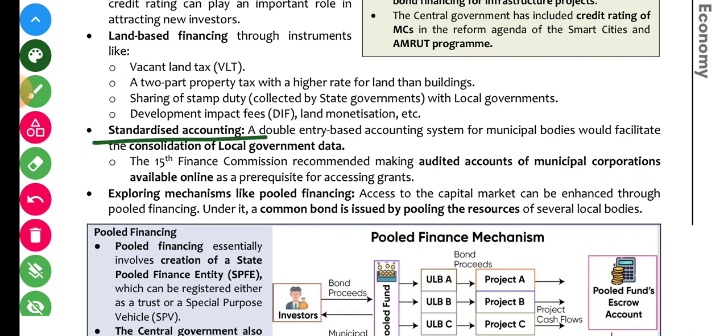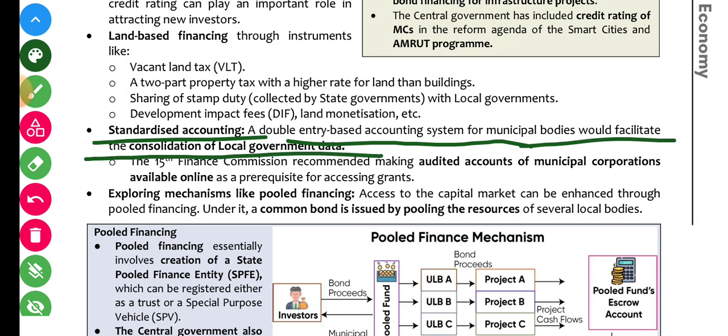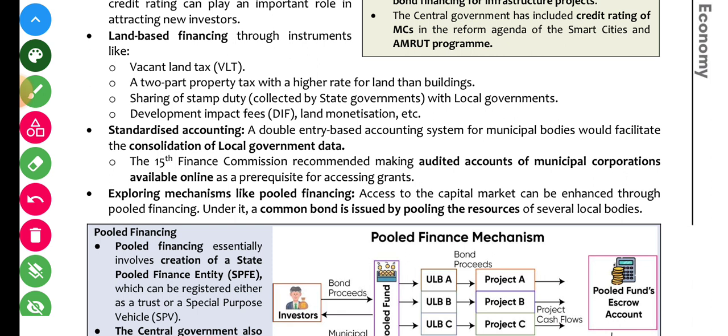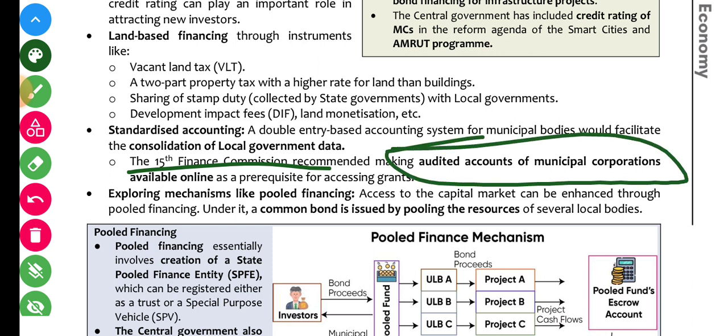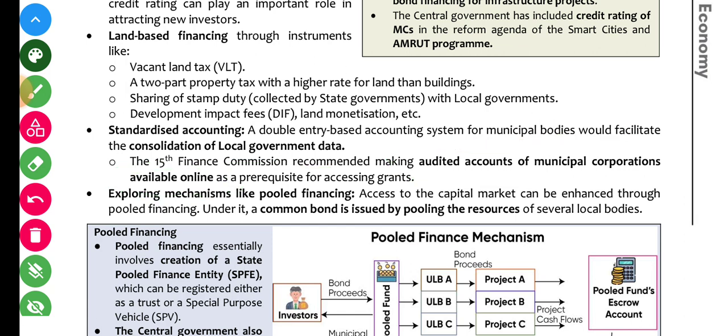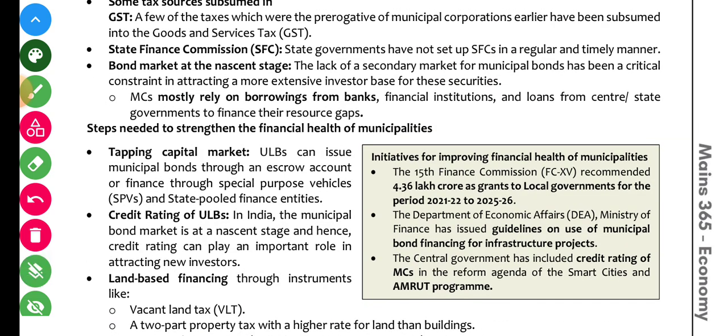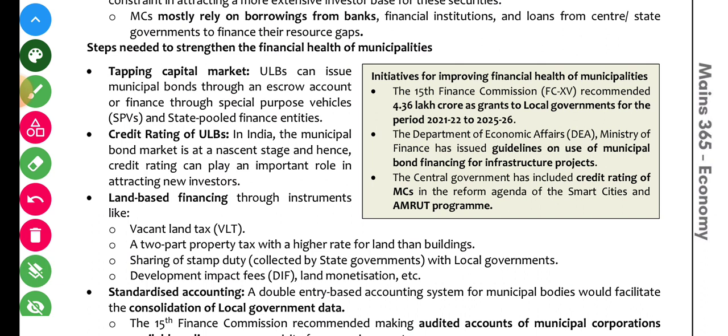Standardized accounting. A double entry based accounting system for municipal bodies would facilitate the consolidation of local government data. Keep this in mind. The 15th Finance Commission recommended making audited accounting of municipal corporations available online as against offline, and exploring mechanisms like pooled financing for the state as well as the center. A common bond is issued by pooling the resources of several local bodies. So keep this in mind. That is very important for the upcoming Mains 2023.